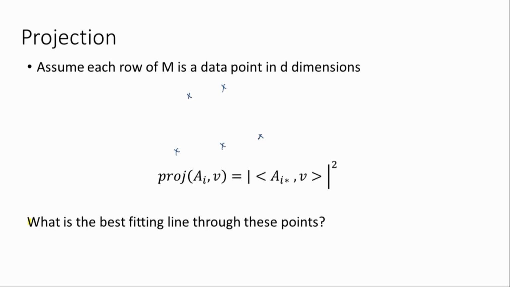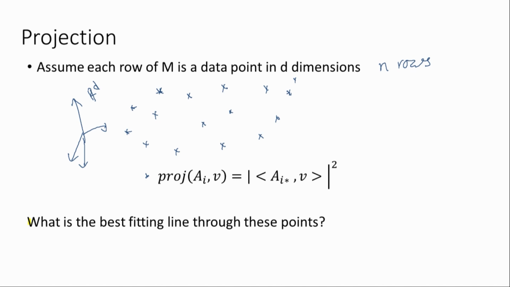Okay, so now let's take another view through PCA. Suppose we are not considering the matrix as an operator but as a much simpler object. Suppose each row of M is a data point in d dimensions, and there are n rows. So this is the space R^d, and there are n points here.